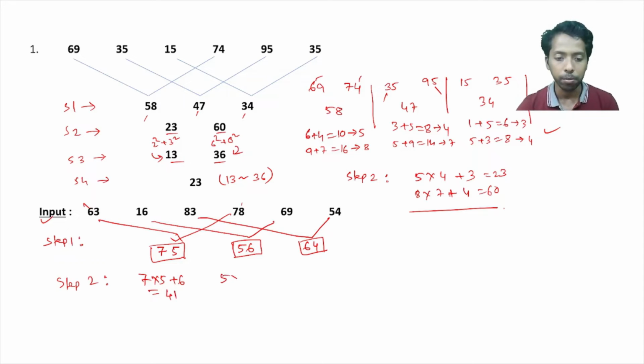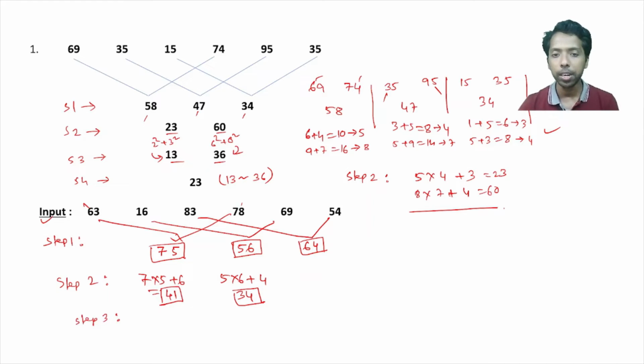5 into 6. I am just writing in detail so that you should not have any confusion. 5 into 6, 30 plus 4, 34. Right. These are the two numbers. Again, I am making a separation here. Okay. Step 3.